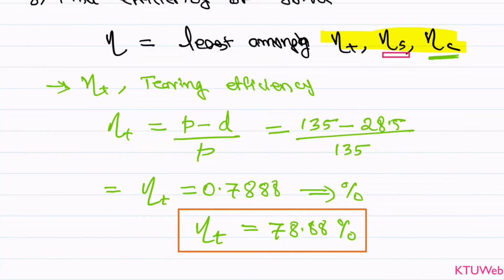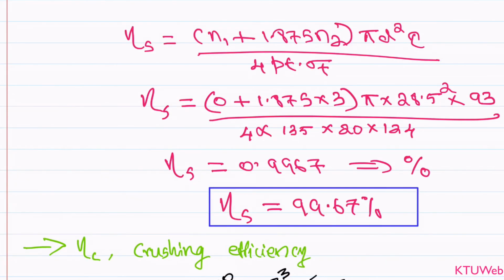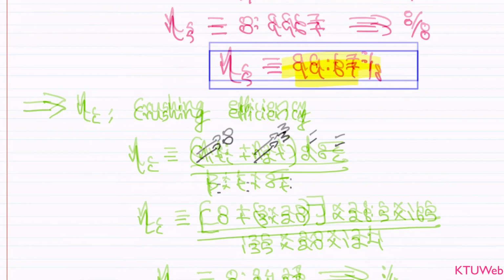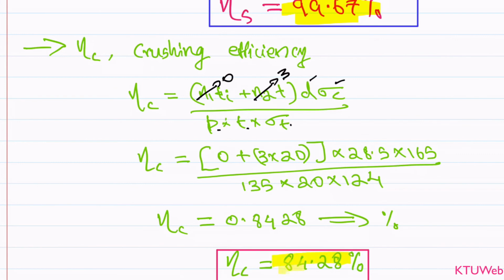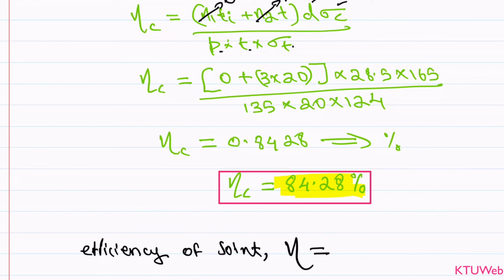Now we can compare these three efficiencies: eta T, eta S and eta C. We have eta T equal to 78.88, eta S as 99.67 and eta C equal to 84.28. We have to choose the least one as the efficiency of that joint. That is, the efficiency of the joint is eta equal to the lowest value among these three, that is 78.88%. So this is the last step of this problem.